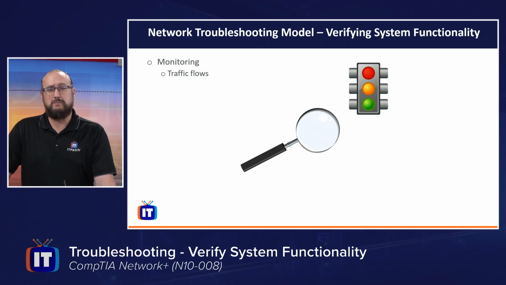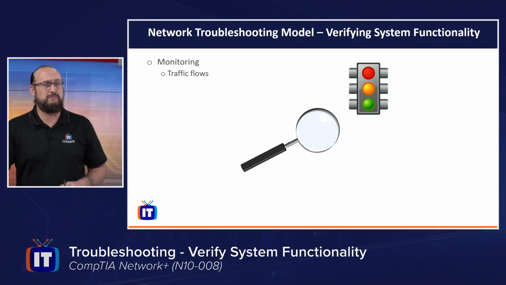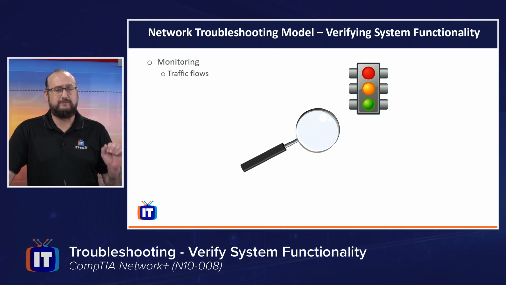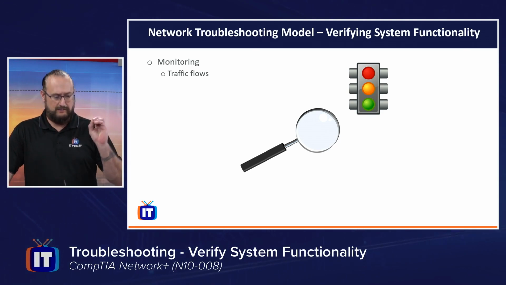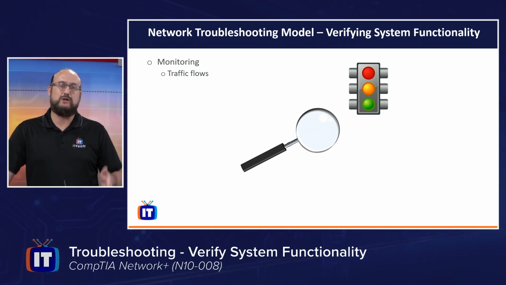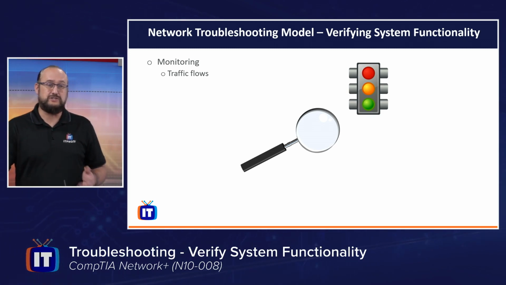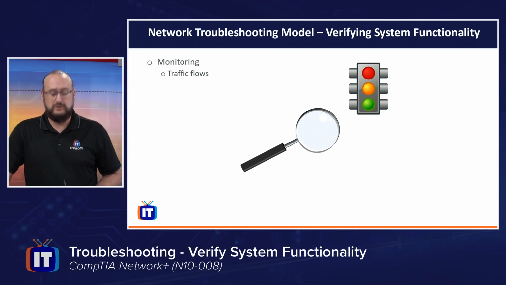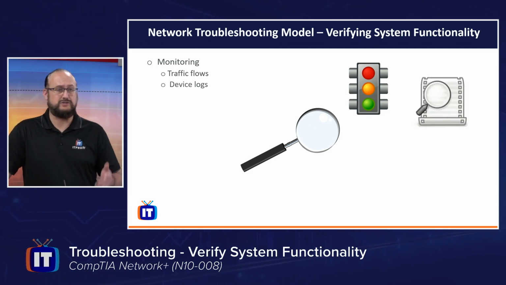Remember that we could compare this against the baselines. Baselines are important because they dictate what acceptable and normal performance is. After we've had something like an outage, after we've troubleshot something and we think that it's back online, we want to make sure that it's functioning the way it was before we had the issue. So again, traffic patterns, we can monitor those. Device logs are a great way we can dive down into them.